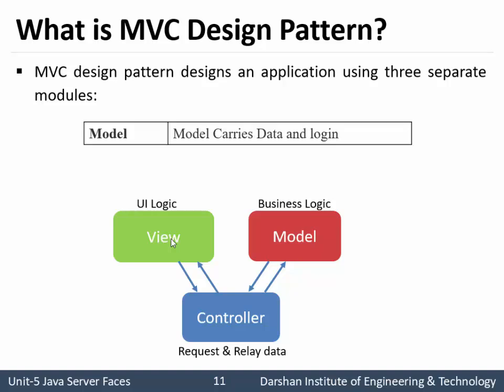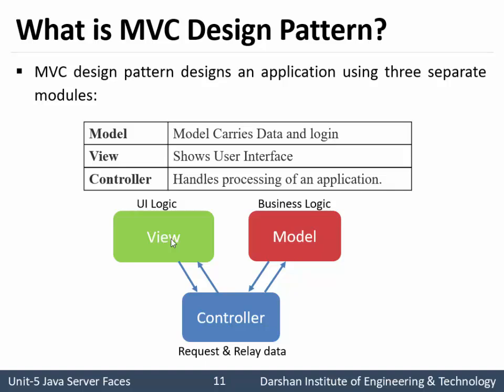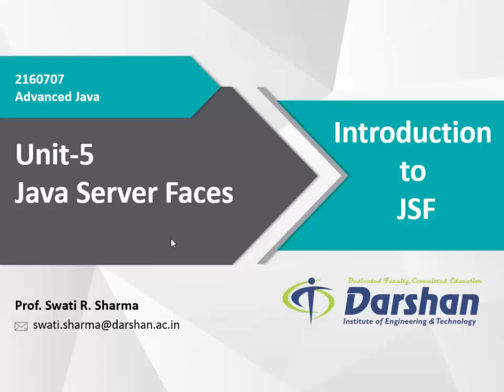First is the model, which carries data and logic. So the actual logic of any application resides inside the model. Next is the view, which defines the user interface design where the user can interact with the application. And the third one is the controller, which handles processing between the user interface and business logic. So all three modules are separated, and the advantage of this separation is that it can be managed efficiently. Thus, JSF follows the MVC design pattern. It is more efficient and easier to design user interfaces in JSF. With this, we complete the introduction to JSF. Thank you all of you.